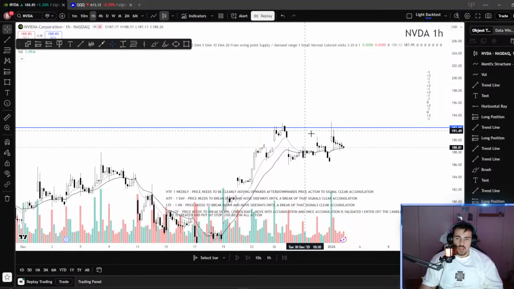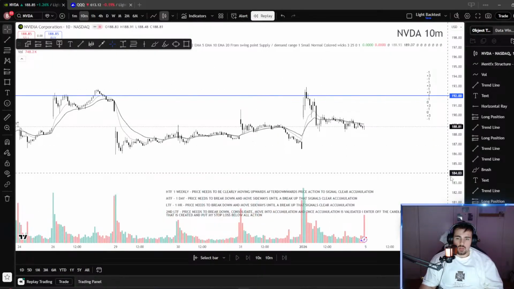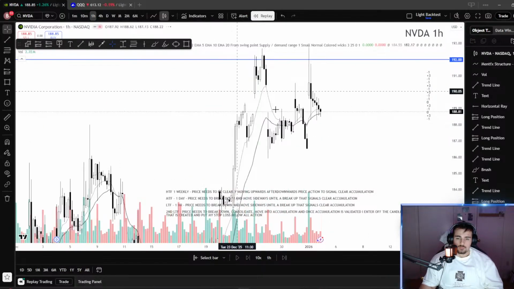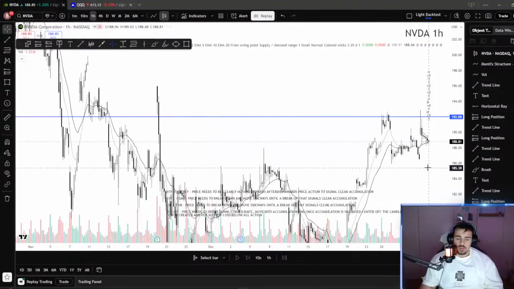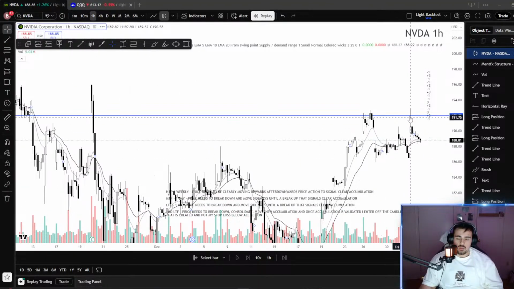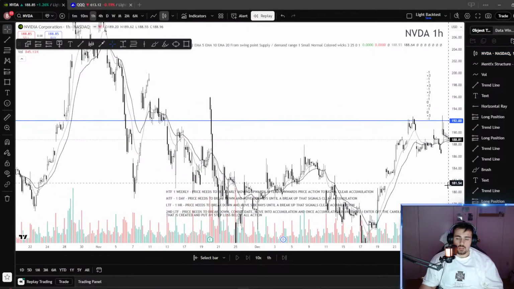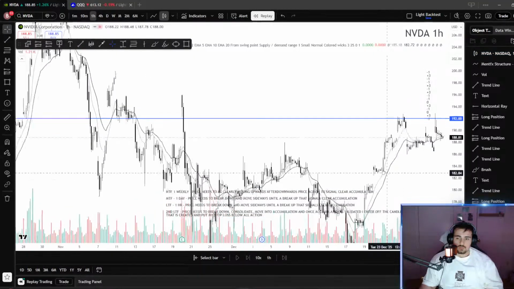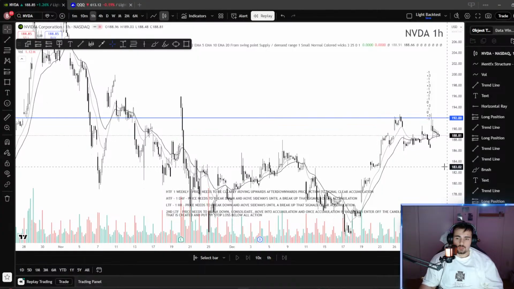Then price just now is almost in a context where you can actually start looking for an entry on the 10-minute. I don't really like the look of this though, to be honest. It could deliver, but something about it doesn't look clean.